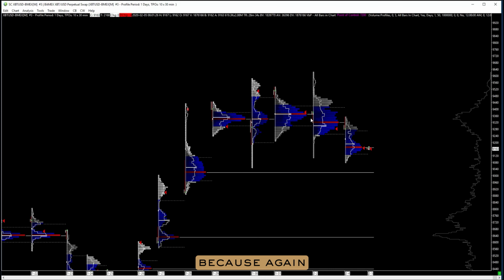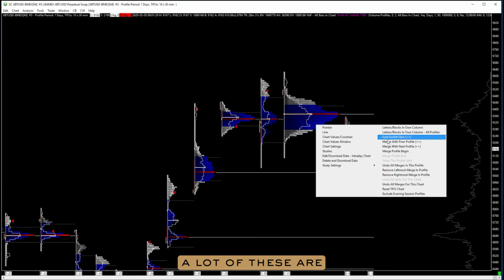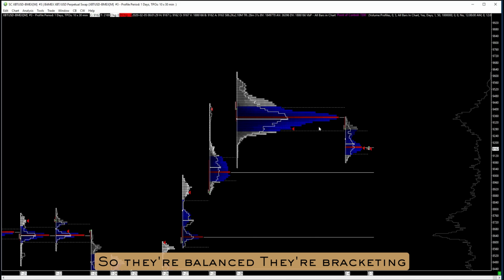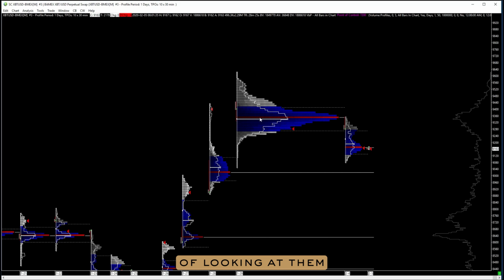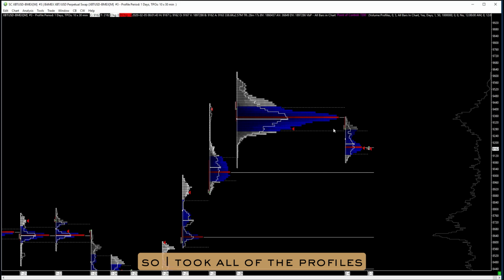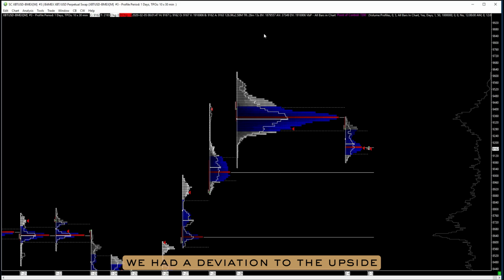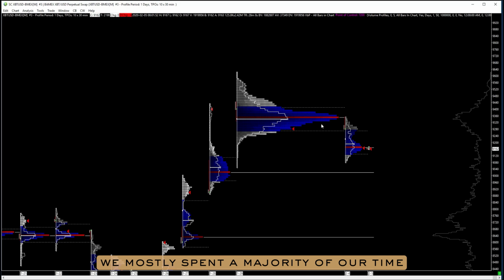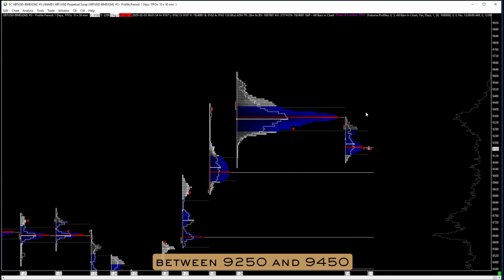Because a lot of these are representative of ranging environments. They're balanced, they're bracketing. So instead of looking at them individually, being that we were in a bracketing environment, I took the highs and made a composite. I took all of the profiles that were balanced and formed them into one. Now mind you, we had a deviation to the upside, but we mostly spent a majority of our time between 92.50 and 94.50. So within that $200 range, we spent most of our time.